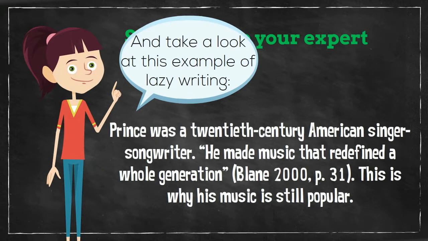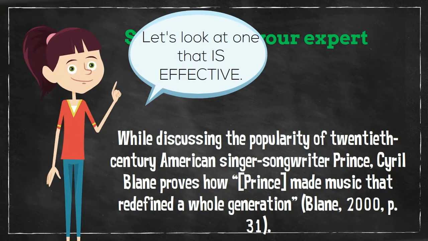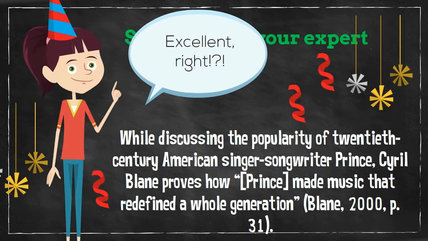And take a look at this example of lazy writing. Prince was a 20th century American singer-songwriter. He made music that redefined a whole generation. This is why his music is still popular. Let's look at one that is effective. While discussing the popularity of 20th century American singer-songwriter Prince, Cyril Blaine proves how Prince made music that redefined a whole generation. Excellent, right?